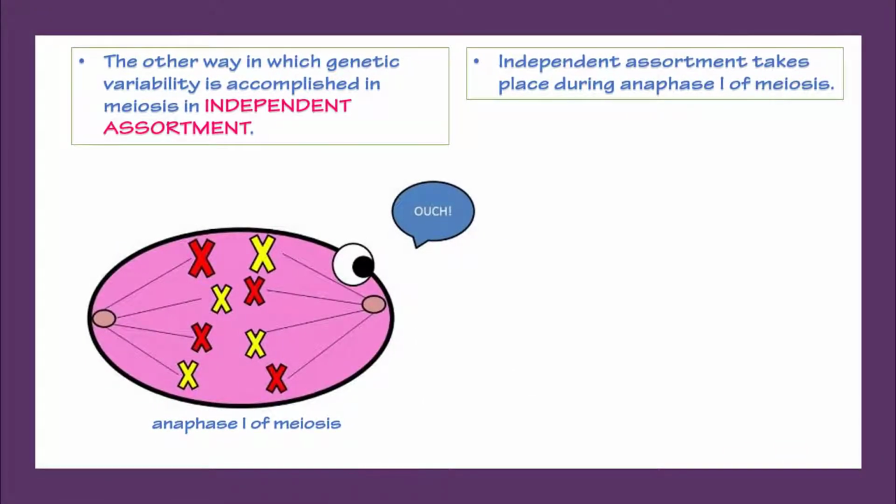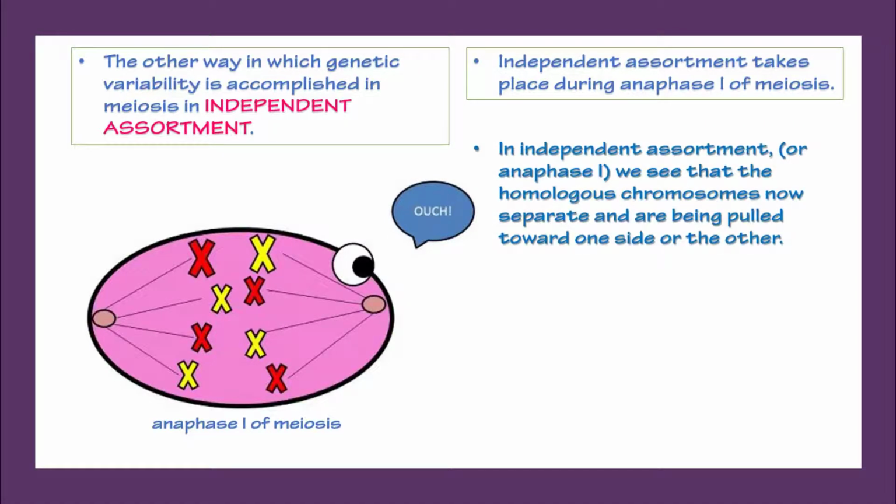The other way in which genetic variability is accomplished in meiosis is in independent assortment. Independent assortment takes place during anaphase 1 of meiosis. In anaphase 1, we see that homologous chromosomes are now going to separate. They will be pulled towards opposite sides of the cell.